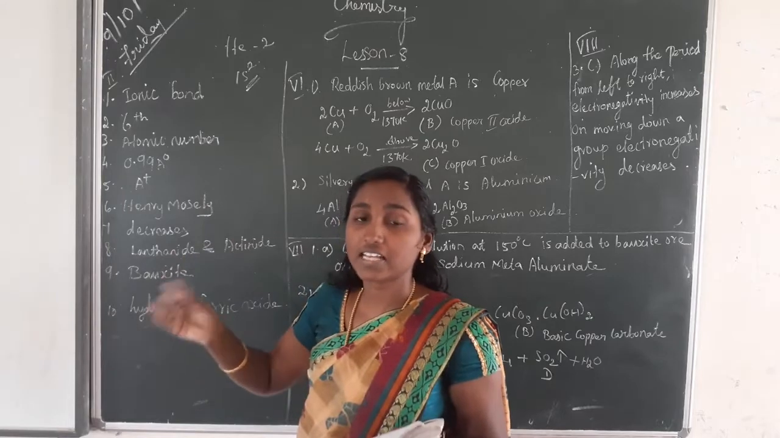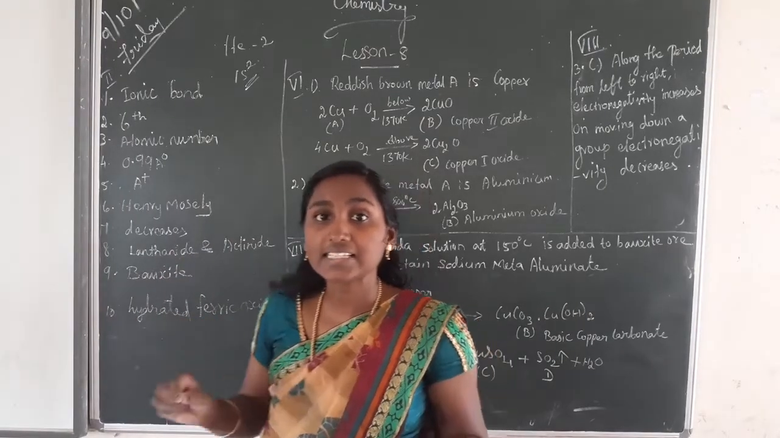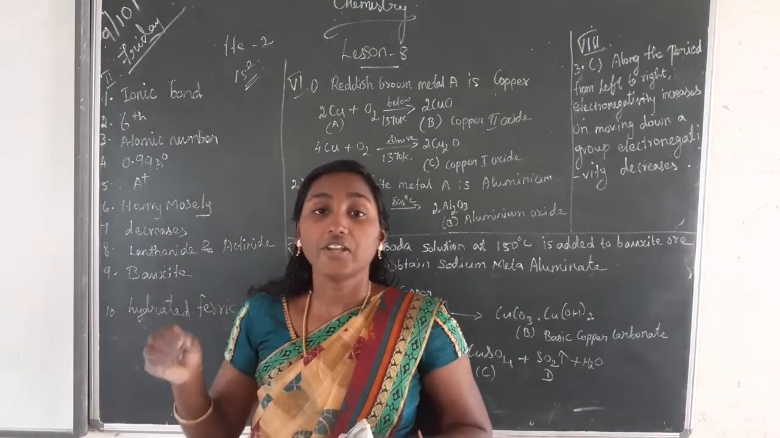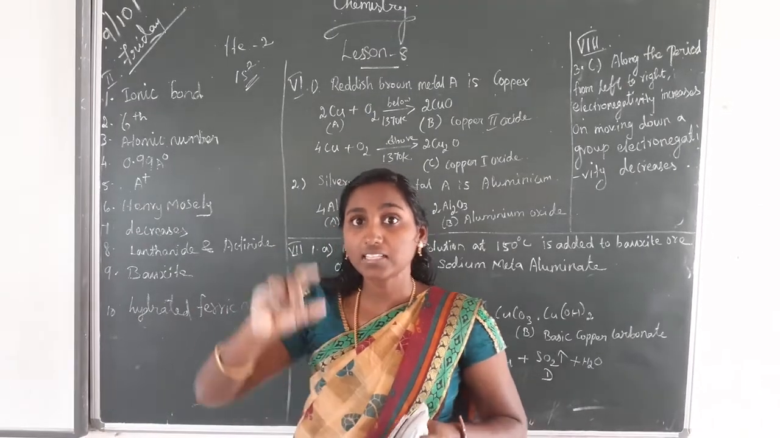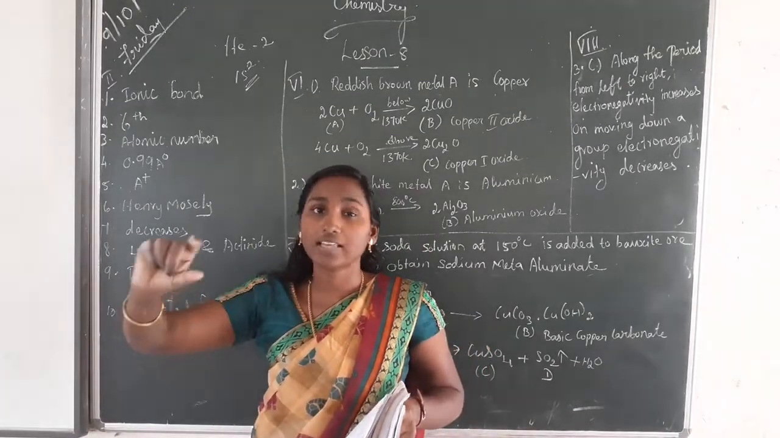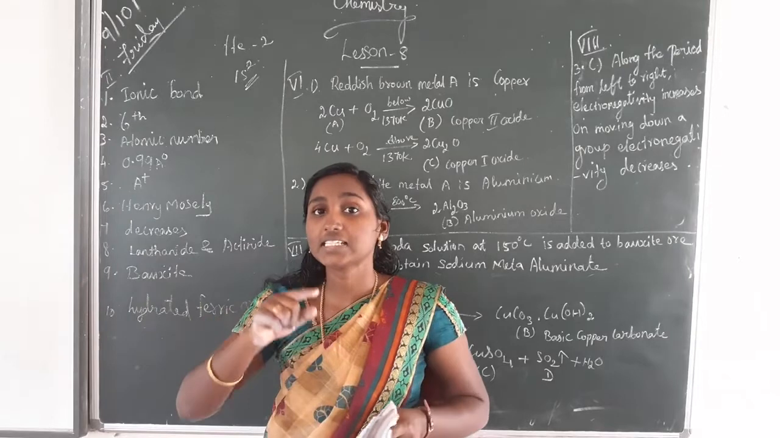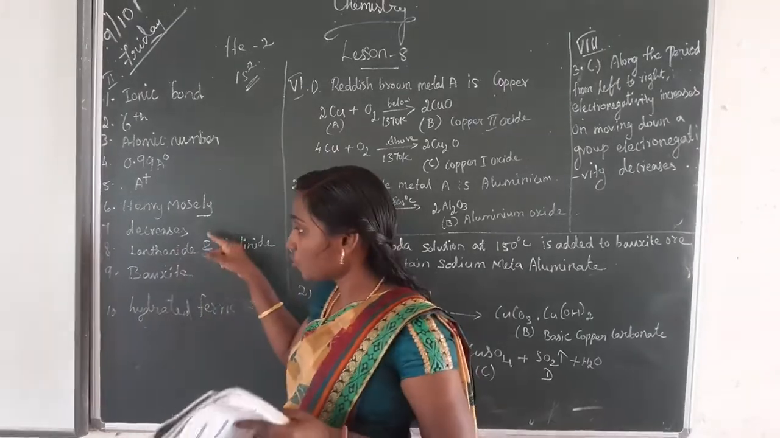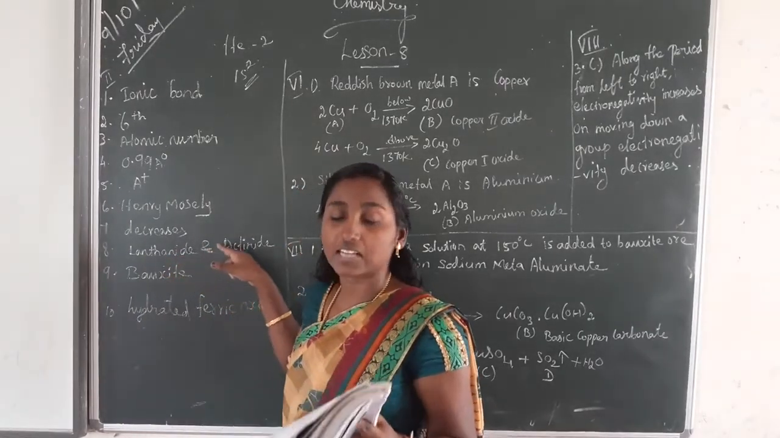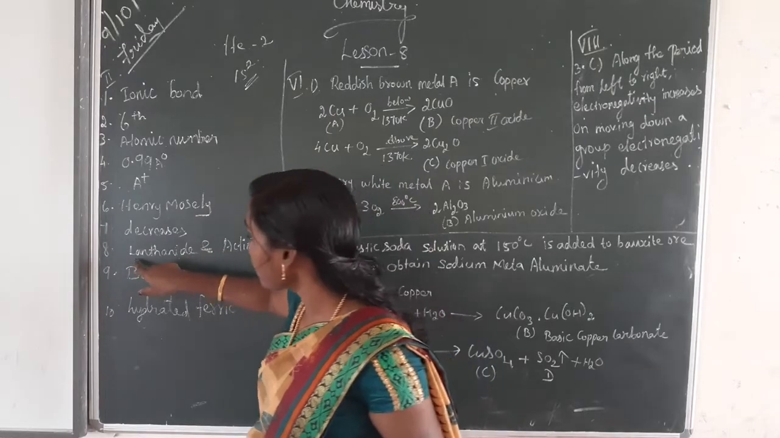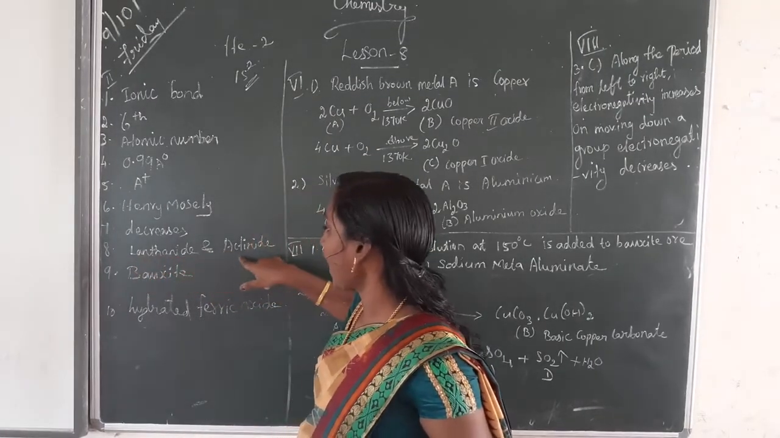What are the inner transition elements? Lanthanide series and actinide series. When you are seeing the periodic table, you can see on the bottom two rows they will give, right? Lanthanide series and actinide series. Those two rows are called inner transition elements. So the answer is lanthanide and actinide.